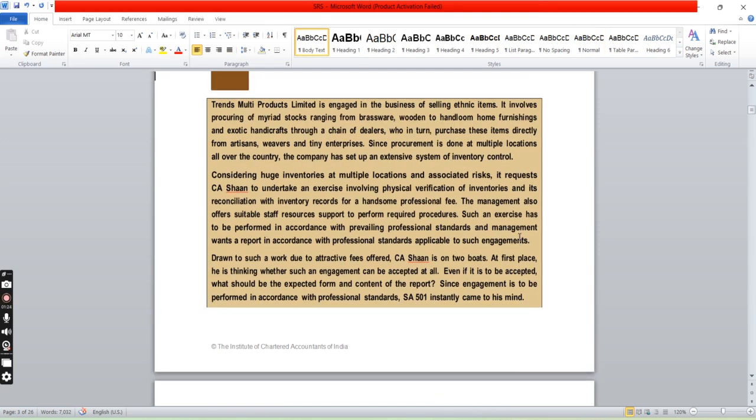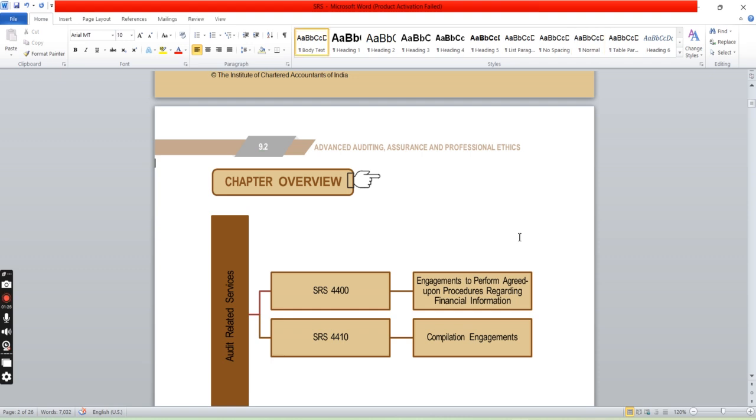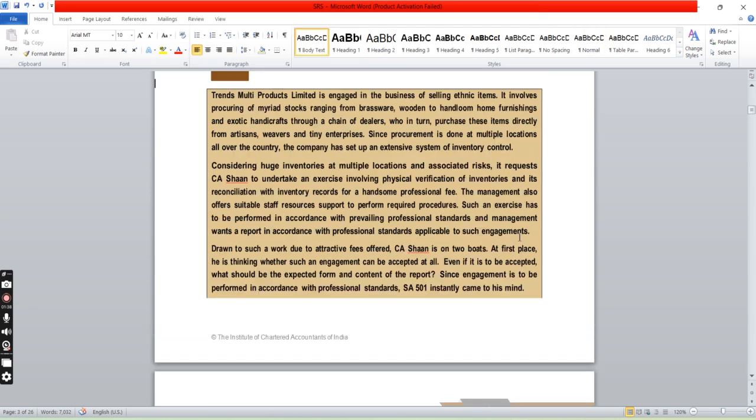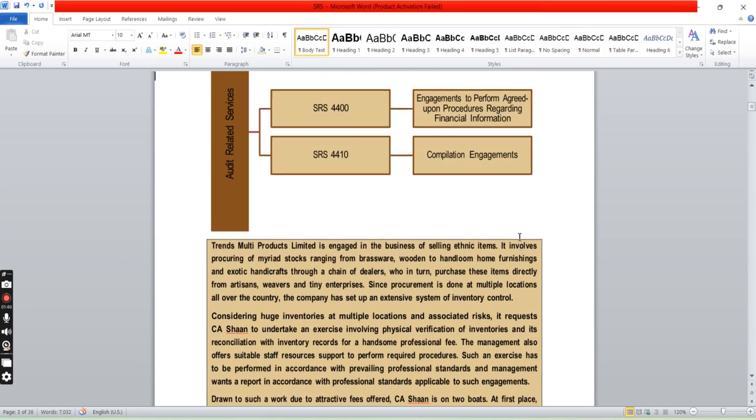So what is basically the audit of related services? Audit related services, that is nothing but the SRS, standards on related services 4400 and 4410. So 4400 is the engagement to perform agreed upon procedures, where we report the factual findings on what our agreed upon procedures regarding the financial information were, and in 4410 we will compile things, that is nothing but the compilation engagement.